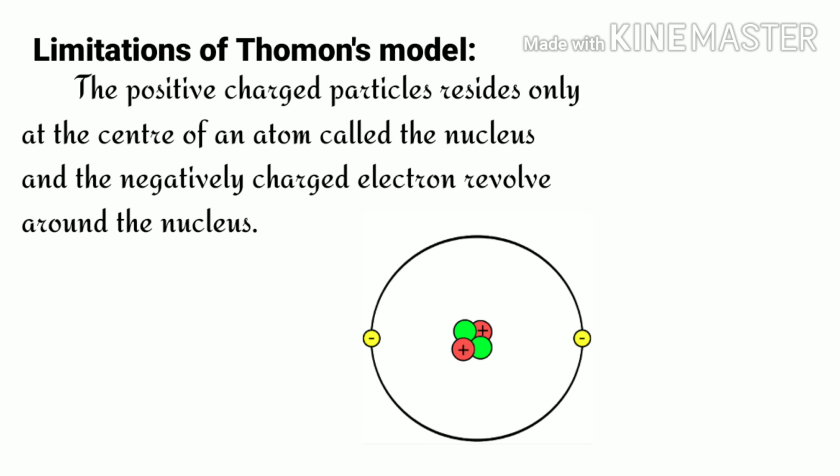Limitations of Thomson's model. It was found out later on that Thomson's model was not completely correct, because the entire sphere of an atom is not positively charged, but instead the positively charged particles reside only at the center of an atom called the nucleus, and the negatively charged electrons revolve around the nucleus.